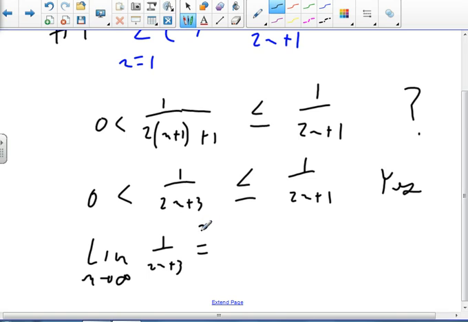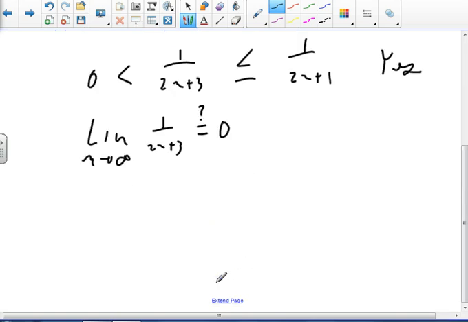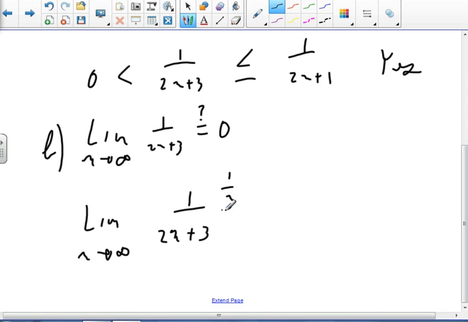Is that equal to 0? That's the question, and that's the second part. Okay, so I'd take the limit as n goes to infinity of 1 over n plus 2n plus 3. I'd multiply top and bottom by 1 over n.